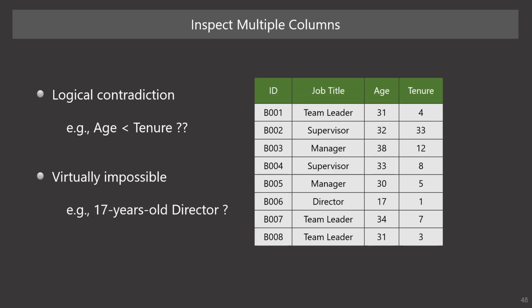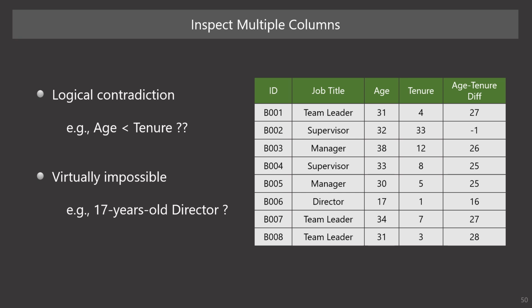Some problems cannot be identified unless we inspect multiple rows for each observation. First, there are cases where values recorded in two columns contradict logically. For instance, in this dataset, age and tenure are each employee's actual age and organizational tenure, respectively. So, for each observation, the value in tenure cannot be longer than that in age.